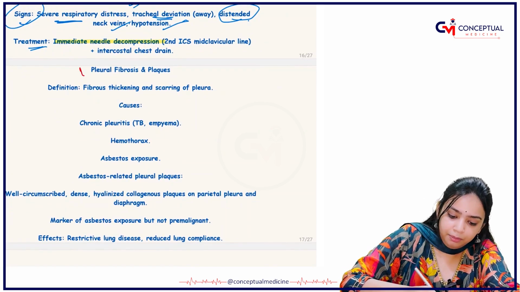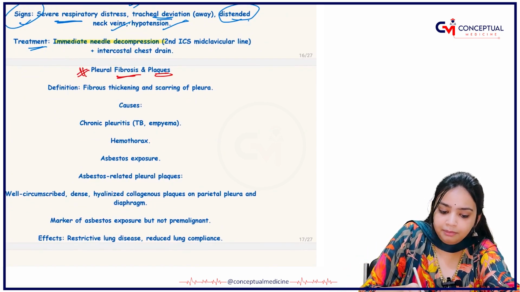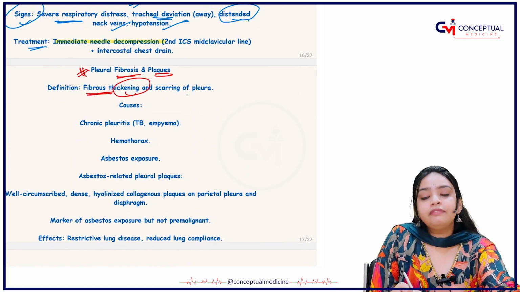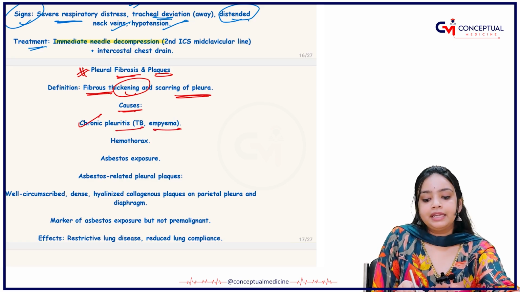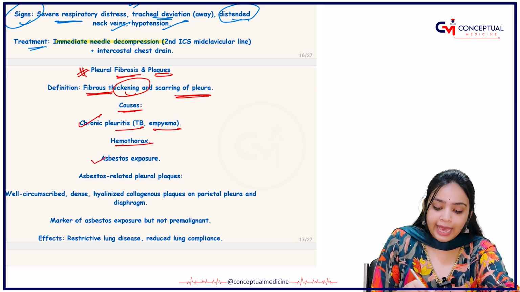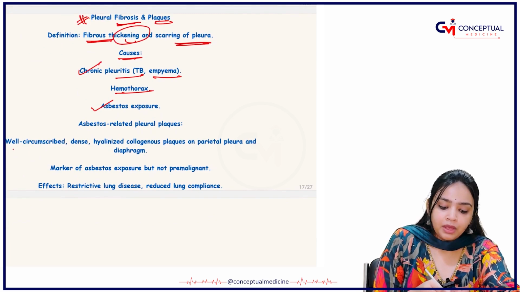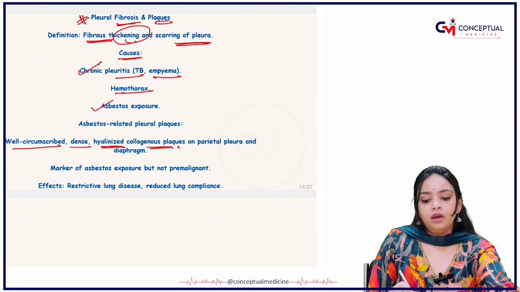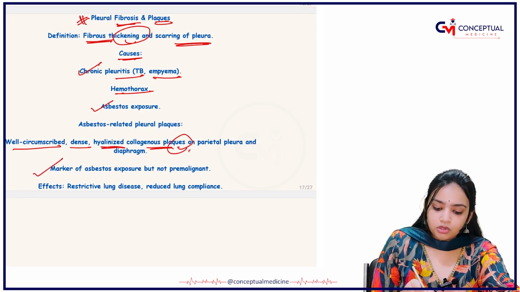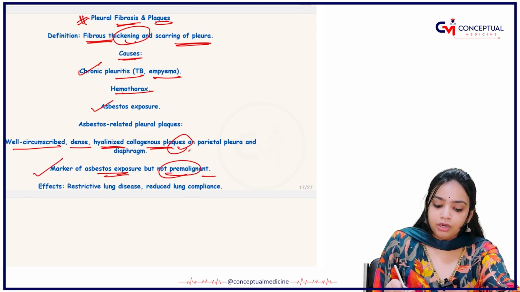Next you have is the pleural fibrosis and plaque. So it is basically a fibrous thickening and scarring of the pleura. The causes are chronic pleuritis like TB and empyema, hemothorax, asbestos exposure. It is well circumscribed, dense, and rich in collagen. Plaques are markers of asbestos exposure, but not pre-malignant.